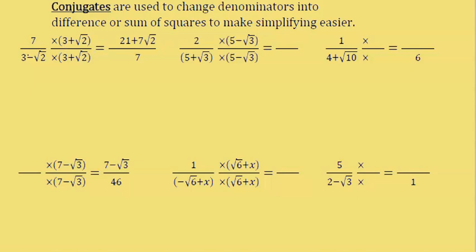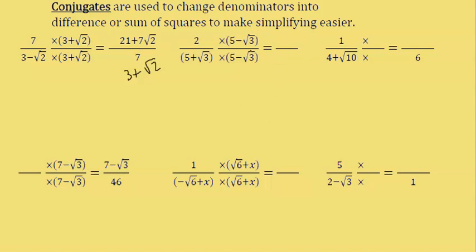You have 7 all over 3 minus square root 2, and then to get rid of the square root in the denominator, we multiply by the conjugate, 3 plus square root 2. We have to multiply by a unity fraction because anything multiplied by 1 would still be that same number. When you multiply it out, you have 21 plus 7 square root 2 all over 7. Now I know this does reduce. It would reduce to 3 plus square root 2. For these pages, you don't have to simplify the fractions though.